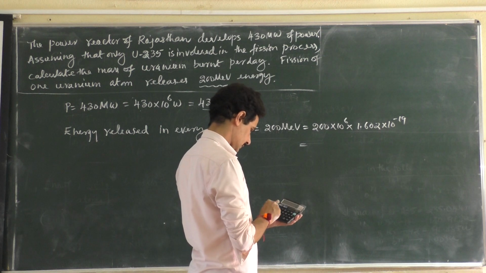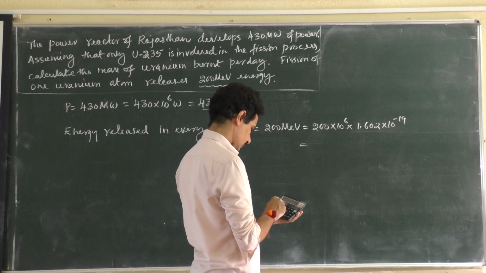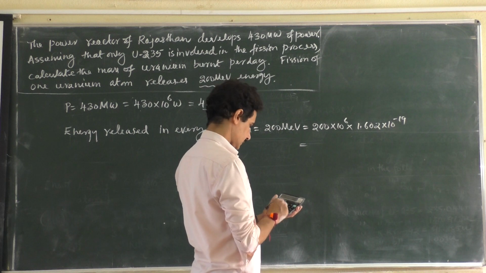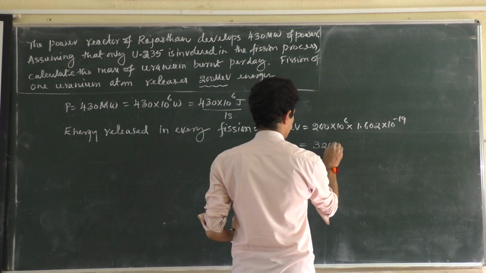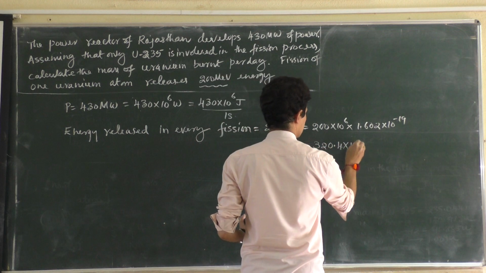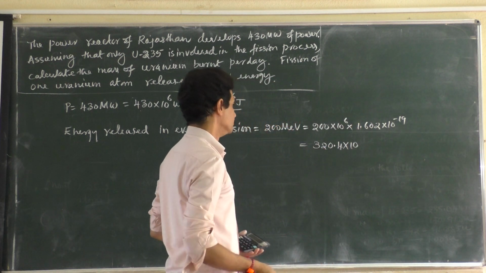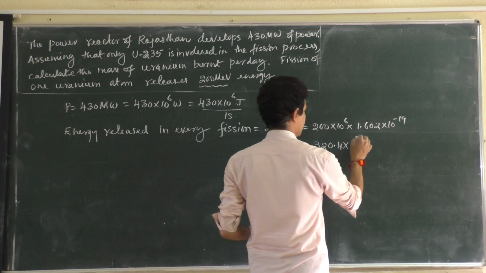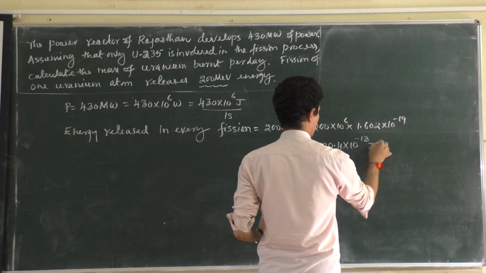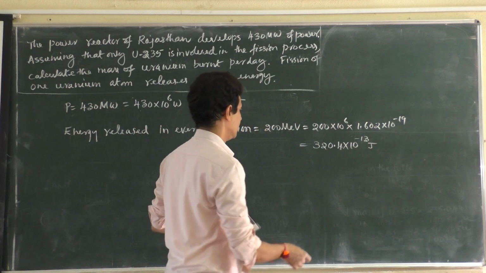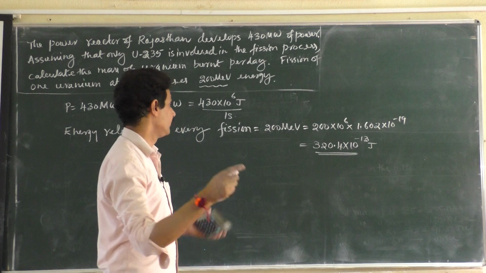200 into 1.602 is equal to 320.4. 320.4 into 10 to the power minus 19 plus 6, again minus 13 joules. Correct? Yeah. This much energy is released in joules in every fission.